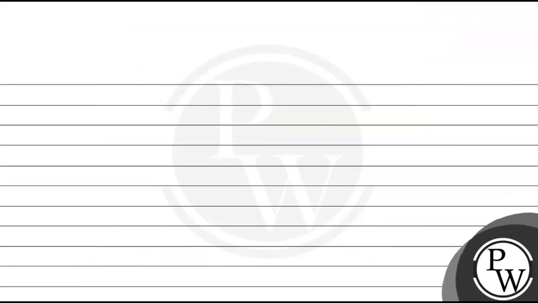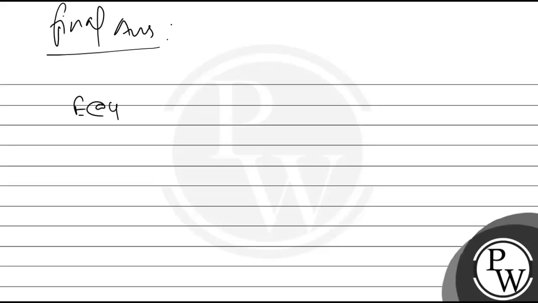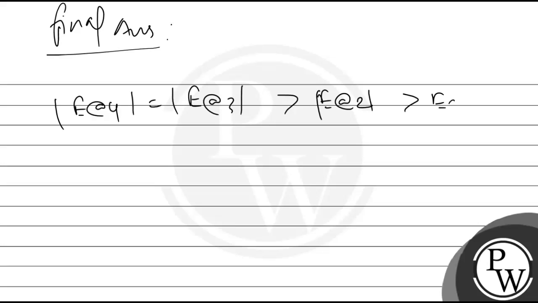So our final answer is: the electric field at point 4 will be equal to the electric field at point 3. It will be greater than the electric field at point 2, and that will be again greater than the electric field at point 1. So this is our answer.